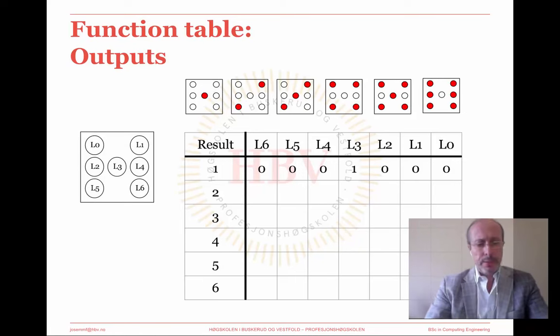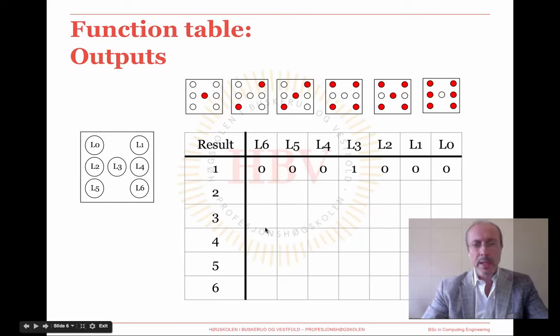We will also need to define the output combinations that must be driven to the LEDs in order to generate each possible result, but this is easy to define, and you can do so by filling in the remaining lines in this table, considering the first line that I give you as an example for result 1.